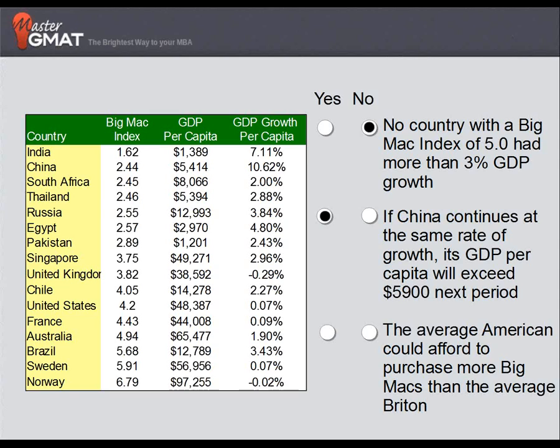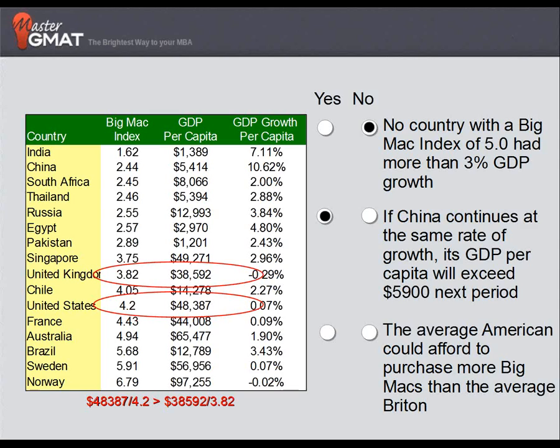So for the USA, we've got 48,387 divided by 4.2. And for the United Kingdom, we've got 38,592 divided by 3.82. These numbers are complicated, so let's go ahead and use the calculator to compute the values. Okay, I'm going to write them down. It's right below the table. You guys see that? 48,387 divided by 4.2, greater than or equal to, we don't know yet, 38,592 divided by 3.82. All right, now if you did it on the calculator, it's pretty straightforward.